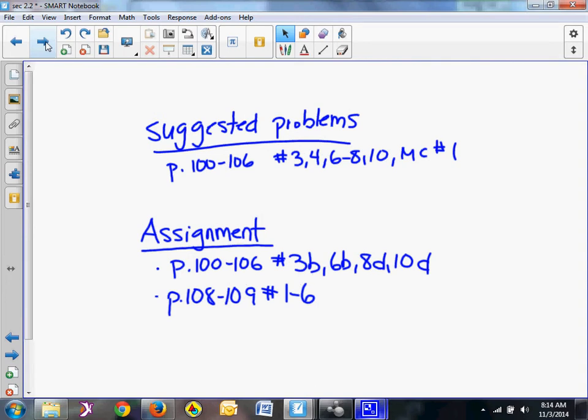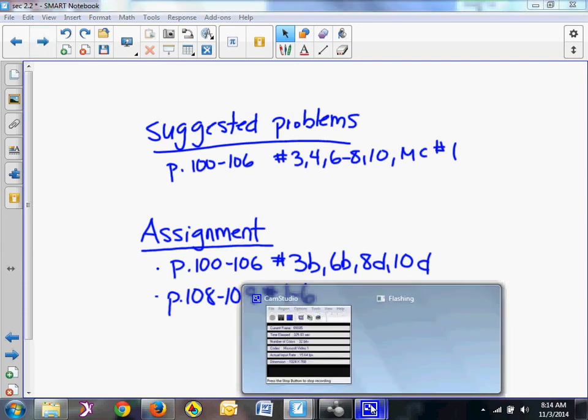Okay, so there's your suggested problems, there's your assignment. That's a long assignment, but there's also the review assignment for section 2.1 and 2.2. So again, I especially suggest you do more than the assignment questions for section 2.2. I guess that's it. So we'll see you in the next section.